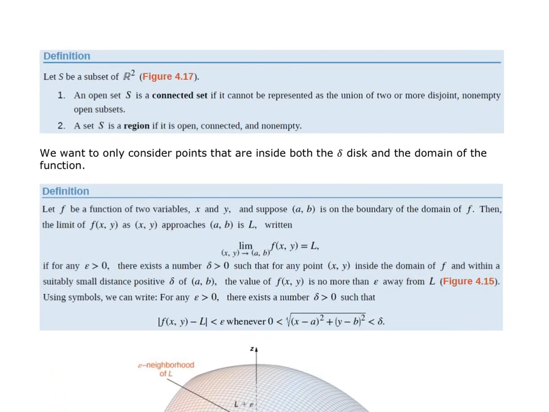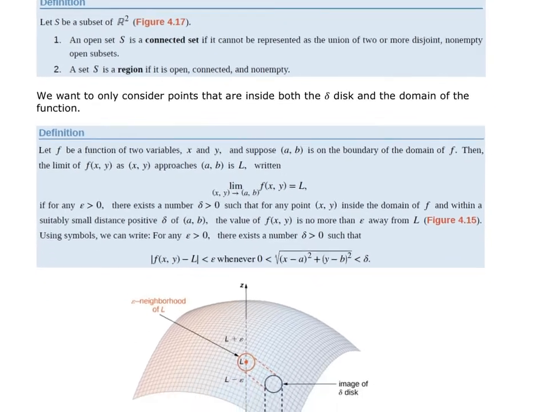We're going to also have some more definitions. We're going to have a connected set. An open set S, that means everything's contained inside, is a connected set if it cannot be represented as a union of 2 or more disjoint non-empty open sets. And the set S is a region if it is open, connected, and non-empty. It's a connected set if I don't have a union of 2 or more disjoint non-empty subsets. It's a region if it's open and connected, and it's also non-empty.